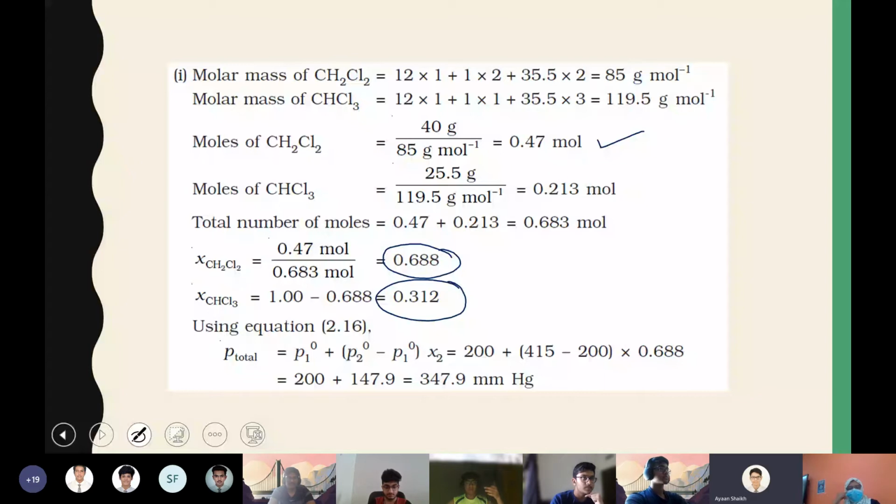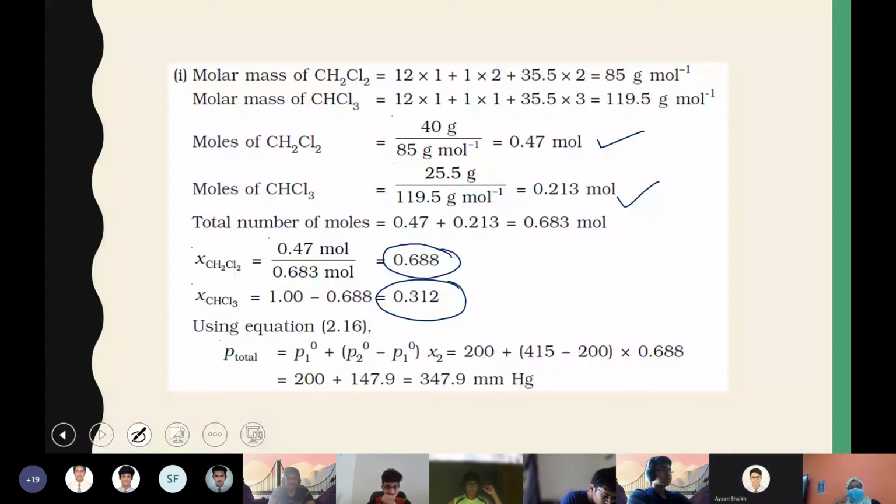But then how will you get it as 0.312, ma'am? That's the question. See, here 40 divided by 85 is 0.47, correct? Yeah, and 25.5 divided by 119.5, you will get it as 0.213. Yes, ma'am. The only thing then is, I didn't write why that did 3.